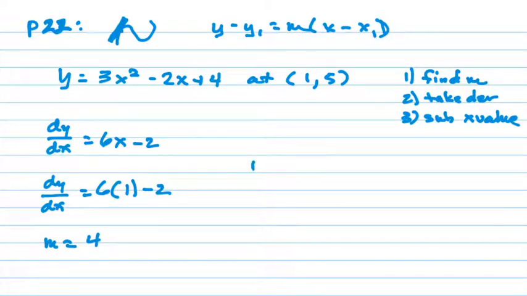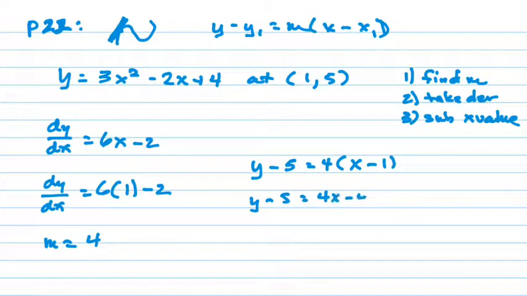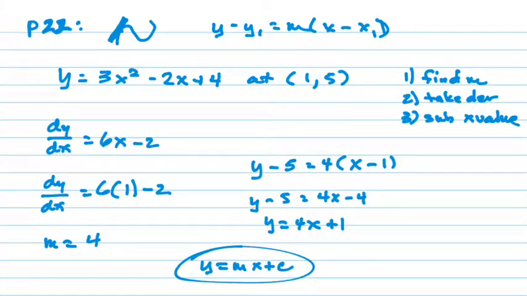Okay? All right, so y minus the y from the point, which is 5, equals my slope times x minus the x from the point, which is 1. So y minus 5 equals 4x minus 4. Add 5 to both sides gives me y equals 4x plus 1. And that's the equation of the tangent line. So that's all you're being asked to do. So solving a simple linear equation here. Always give it in that y equals mx plus c format. In other words, solve for y.